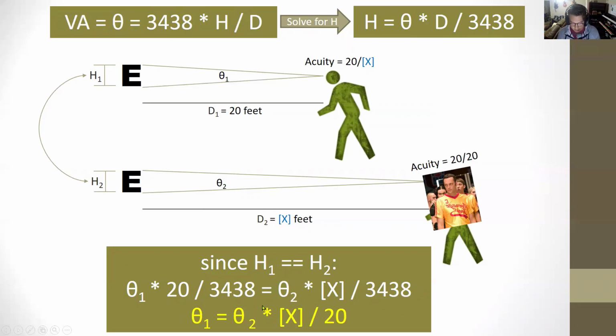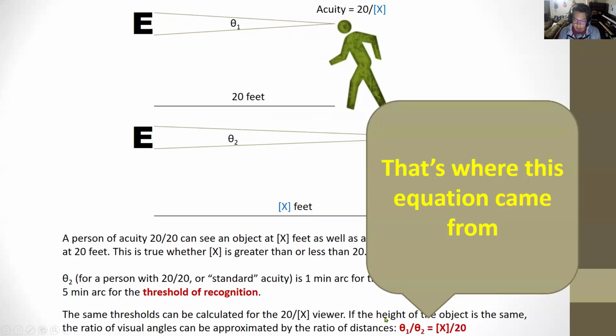And you'll notice I could also divide by theta 2, and I'd get theta 1 over theta 2 equals this ratio. And that is where this equation came from. So I just essentially derived it there. But if you want to just work with this, and you can believe me that it works, by all means, go for it, please.